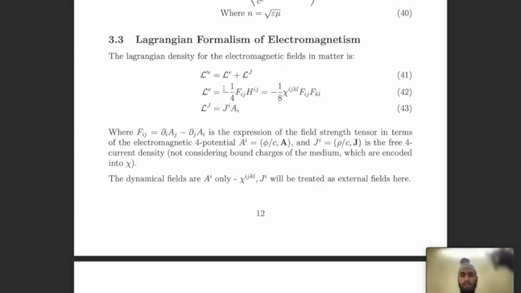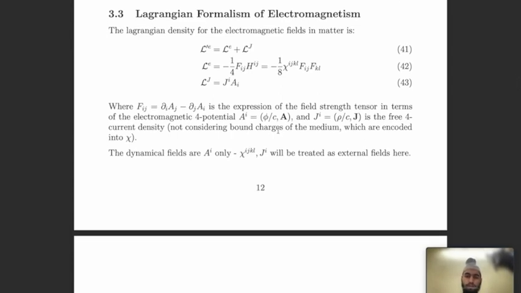So for when you're not considering source terms, the Lagrangian is merely minus 1 by 4 Fij contracted with Hij. To add source terms, free charges, free currents, we need to add this extra Ji Ai term to the Lagrangian. Ai here are the four potentials in electromagnetism, and our field strength tensor we know can be expressed in terms of these four potentials as the partial derivative of Aj with respect to Xi minus the partial derivative of Ai with respect to Xj.